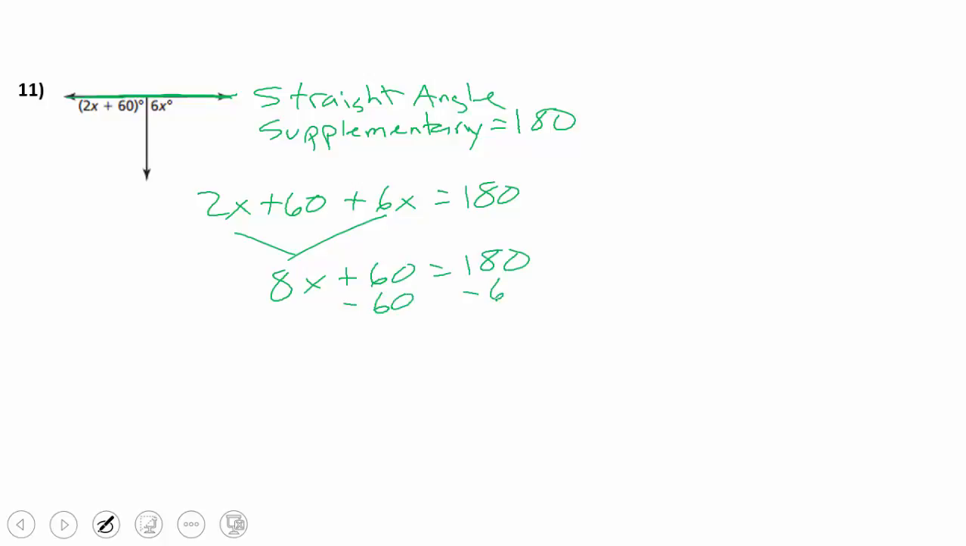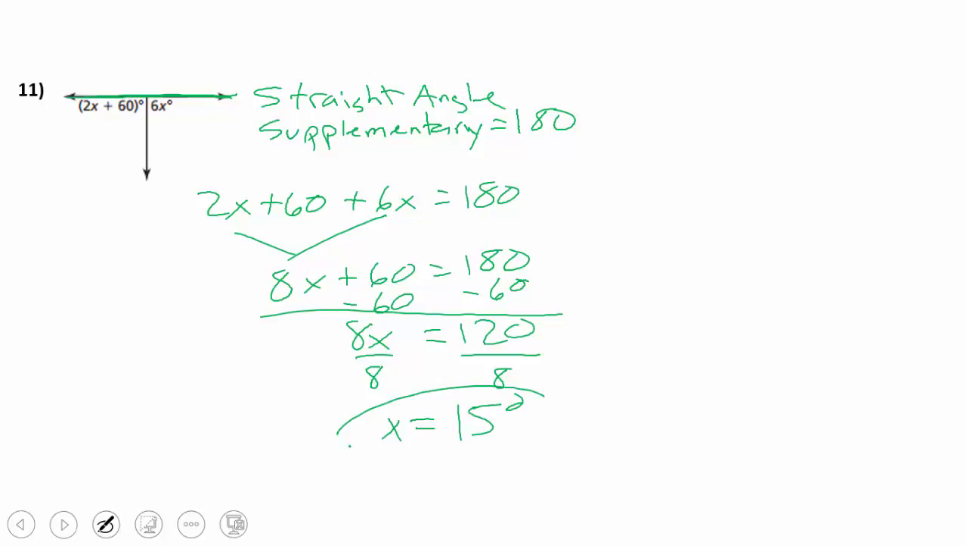Subtracting 60 from both sides, 8x equals 120. Dividing by 8, we know that x is equal to 20. No, I'm sorry. Dividing by 8, x is equal to 15. x is equal to 15. And of course, you could plug 15 up there, and you could go 6 times 15 if you wanted to find the value of any particular angle. Or 2 times 15 plus 60.